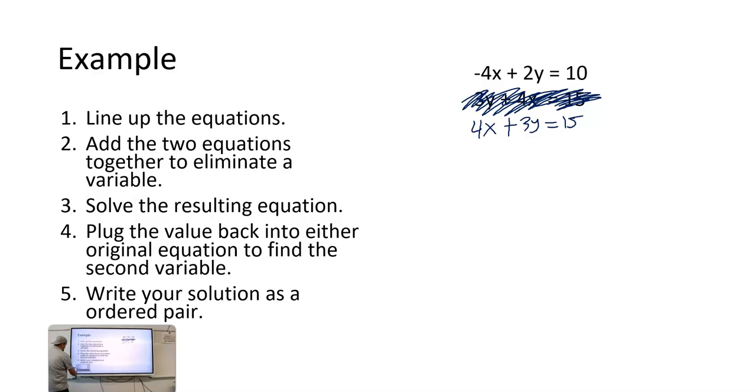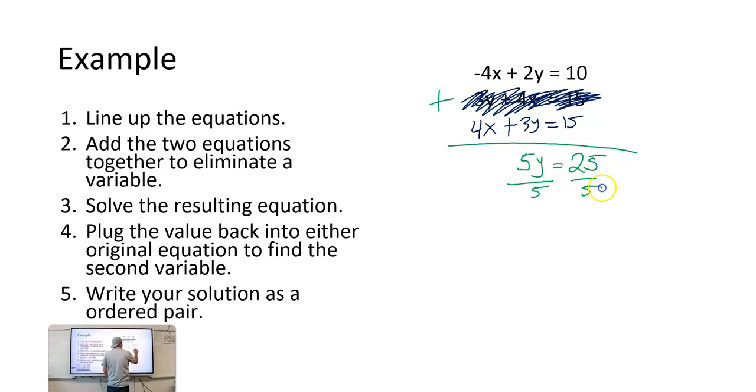Okay, can any of those be eliminated? When I add them together, the negative 4x and the 4x are going to be eliminated, because negative 4 plus 4 is 0. So it disappears. And what is 2 plus 3? That gives me 5y. And 10 plus 15 is 25. Okay, so I eliminated the x. Let's solve the result. We're going to divide both sides by 5, and we get y equals 5 for the first part of my solution.